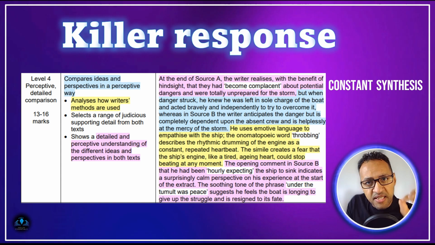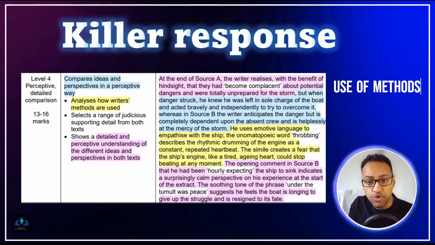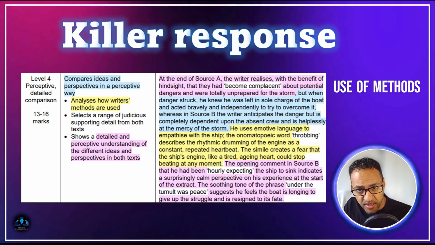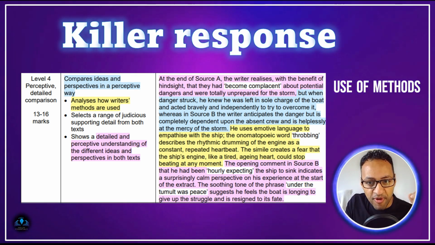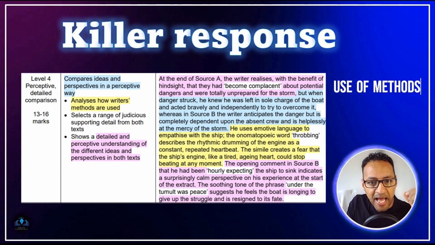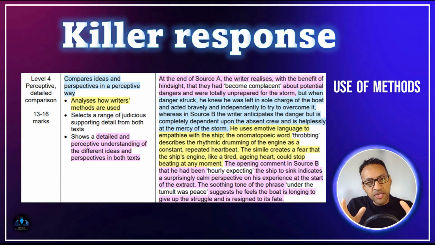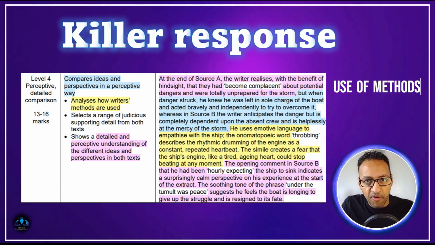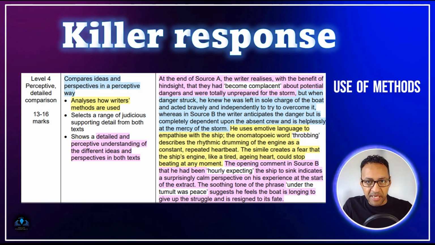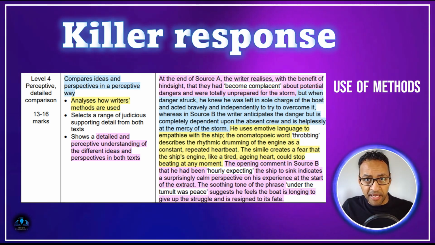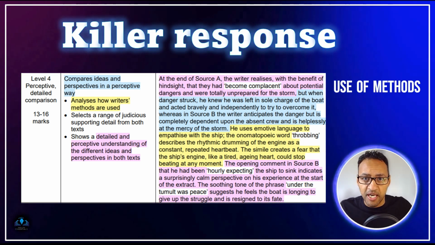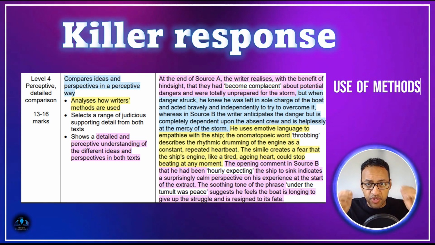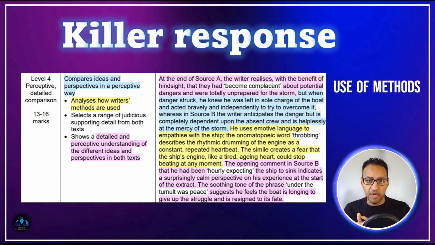The second thing that this does really well is the use of the methods. Now, as we look at this example, the onomatopoeic word "throbbing" describes the rhythmic drumming of the engine as a constant repeated heartbeat. Notice how the use of the method itself links to the meaning. The sound of the onomatopoeia mimics the heartbeat, and so they haven't found methods that are airy-fairy or tangentially linked. No, it's very specifically linked to the task, and that's what makes this incredibly useful.